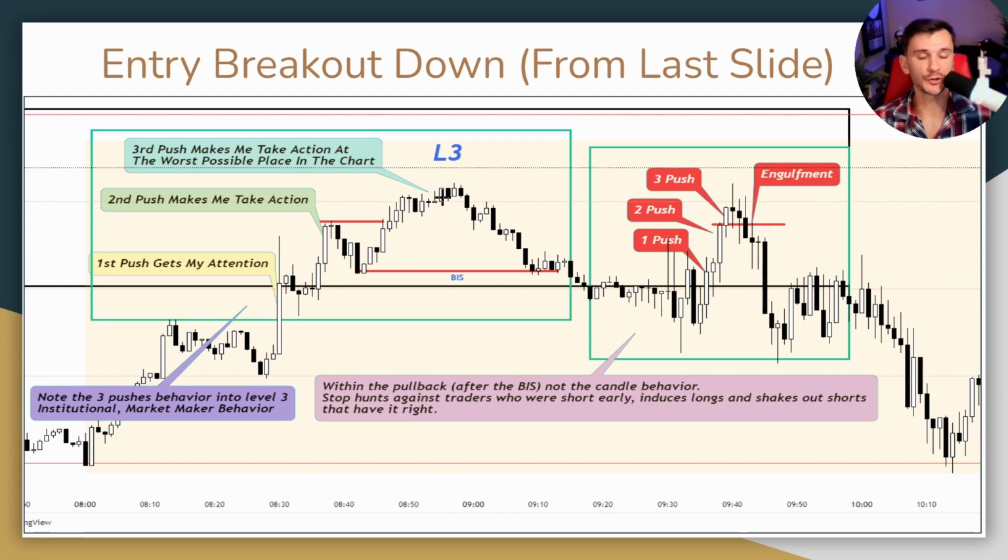And then on the third push, same exact behavior, but the third push makes you take action in the worst possible place of the chart. That's going to be the trap. That's going to be the area of the chart where they will not let traders out, or they should not let traders out, and that's the behavior that I'm searching for.